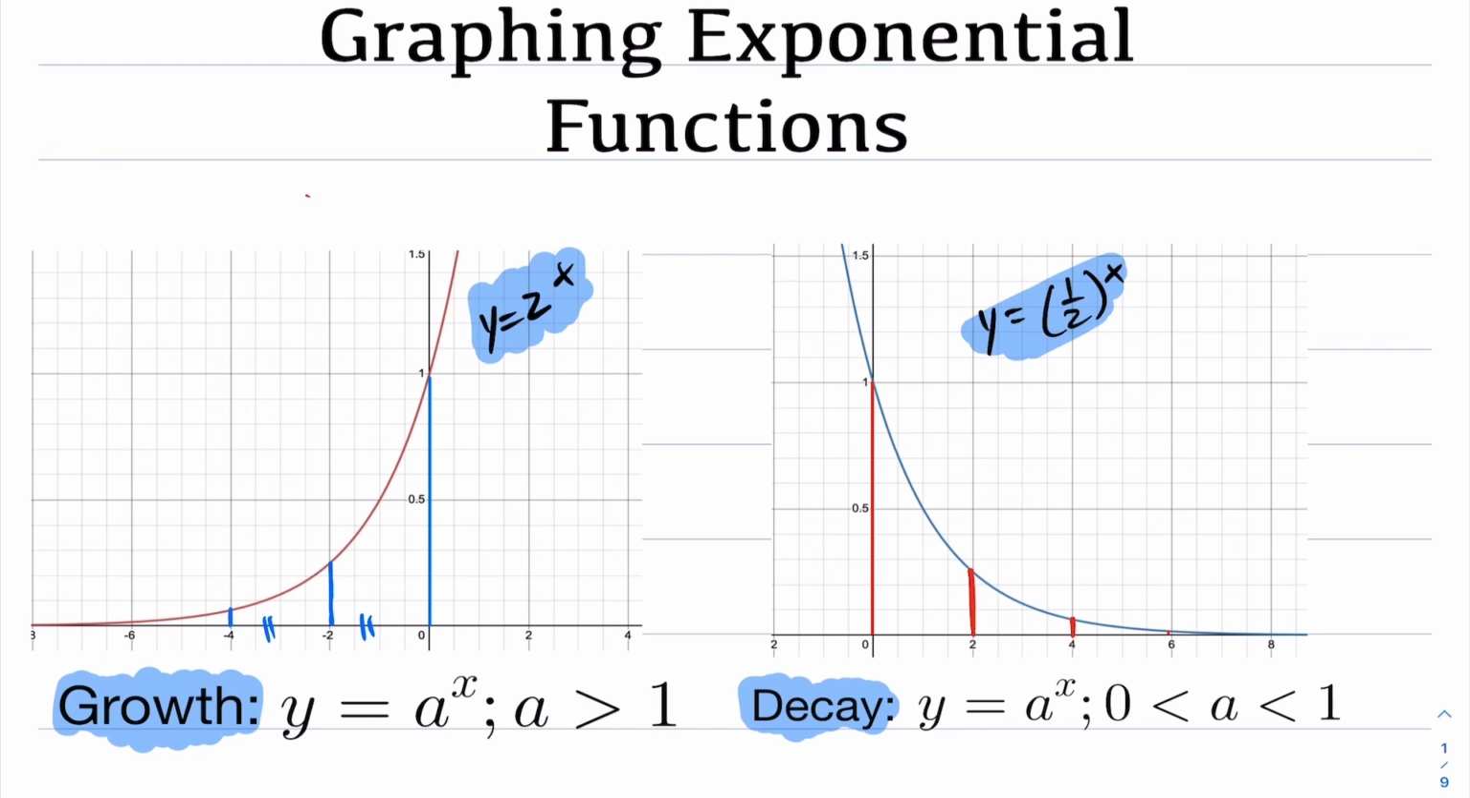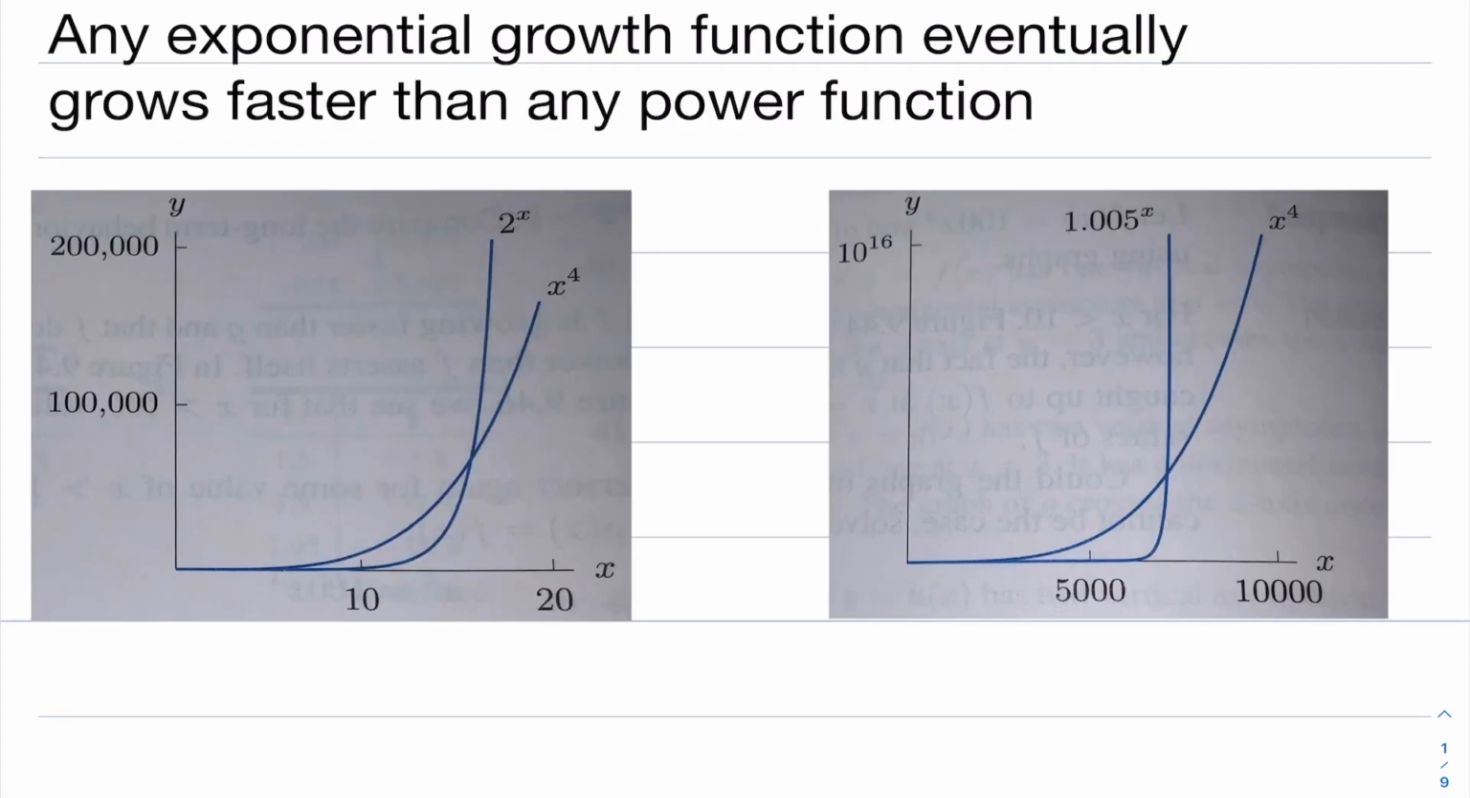Let's now compare your exponential growth function with our power functions. As discussed earlier, we can see that any exponential growth function will eventually grow faster than any power function. So initially, it might be the case that your power function lies above your exponential function, but at some point, the speed at which the exponential function is growing will eventually exceed your power function and lie above it.